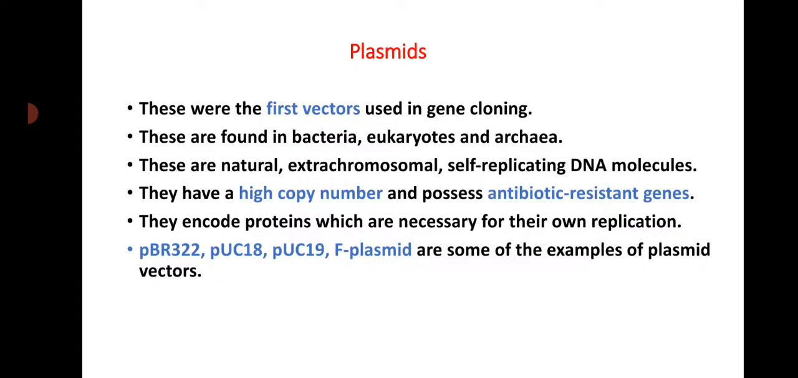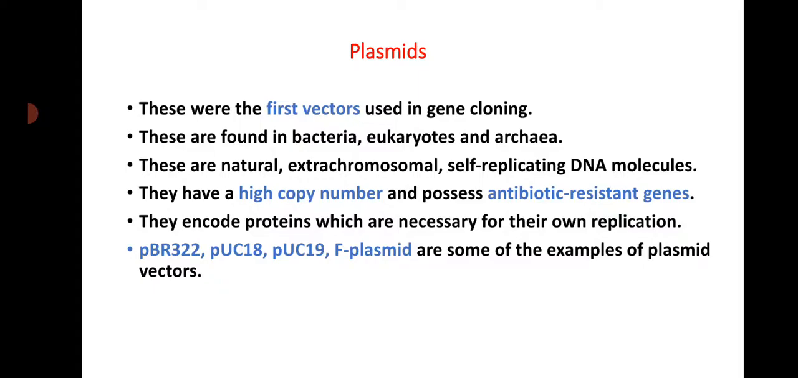Coming to plasmids. Plasmids were the first vectors used in gene cloning. So where are they found? They are found in bacteria, in eukaryotes, and in archaea. These are natural vectors, and they are extrachromosomal self-replicating DNA molecules found in bacteria. They are not the chromosomal DNA, but extrachromosomal DNA, and they are self-replicating.